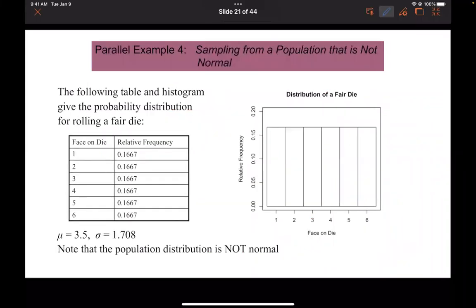All right. So here I have a population that is not normal. It is just a uniform distribution because the probabilities are the same for each value. And this is another great reason why we can use the sampling distribution: using it, we can make the distribution of the sample means become normal.